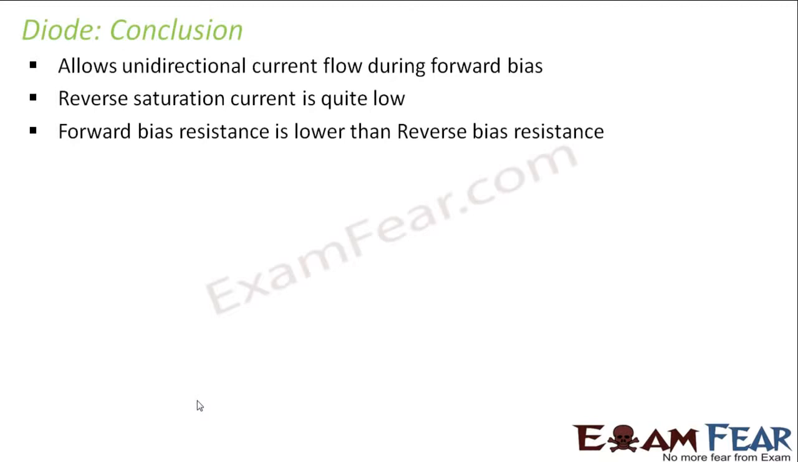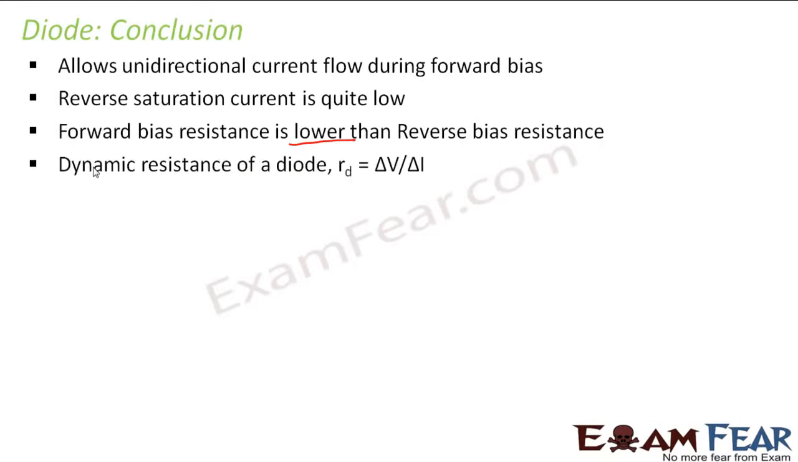Forward bias resistance is lower than reverse bias resistance. That's quite obvious, because in forward bias the amount of current flow is very high. If current is flowing so much, that means the resistance must be lesser. So forward bias resistance is lesser than the reverse bias resistance.